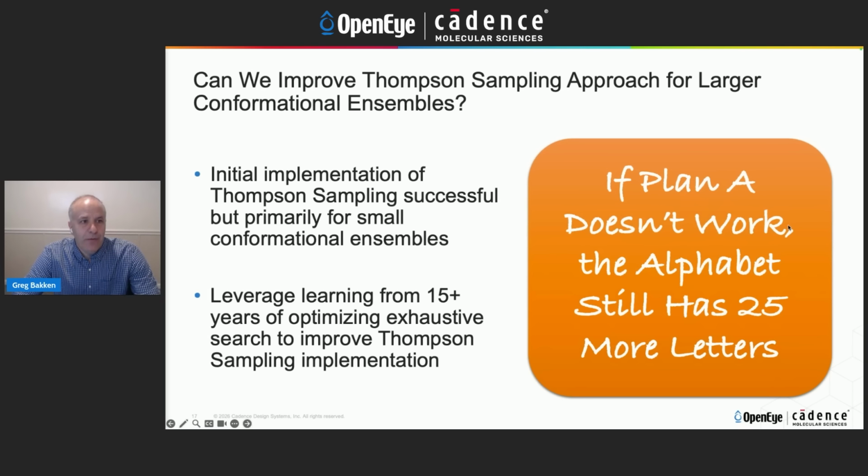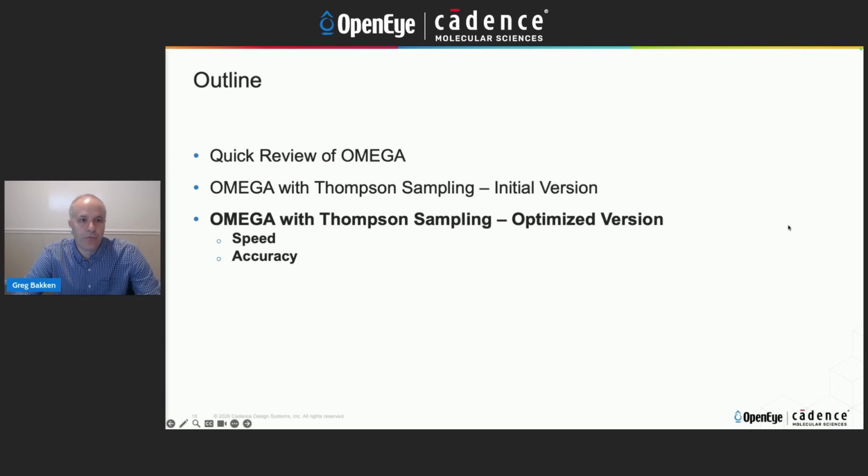So we were pretty happy with this implementation. We saw improvements, particularly for FastROCS, but we didn't see the improvements we would like to see for larger ensemble sizes. And so we thought about what else could we do to this? And a lot of this went back to all of the time and effort that's been put into Omega over the years and optimizations that we found as we've improved the exhaustive sampling approach. And we thought about how we could bring those to bear on our Thompson sampling approach. And so this led us to the optimized version of Thompson sampling that I'm now going to talk a little bit more about.